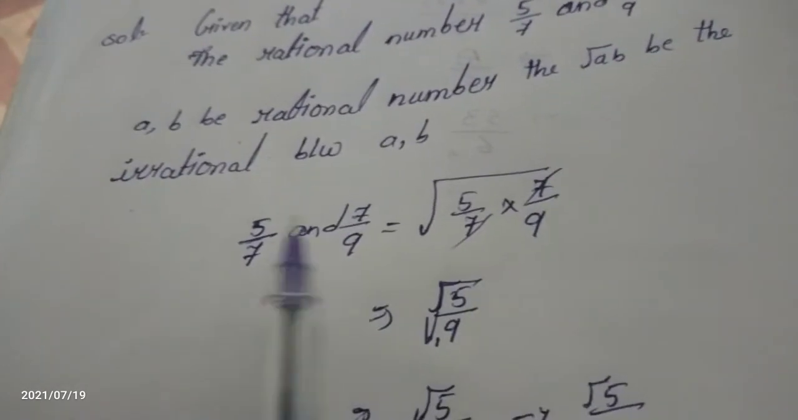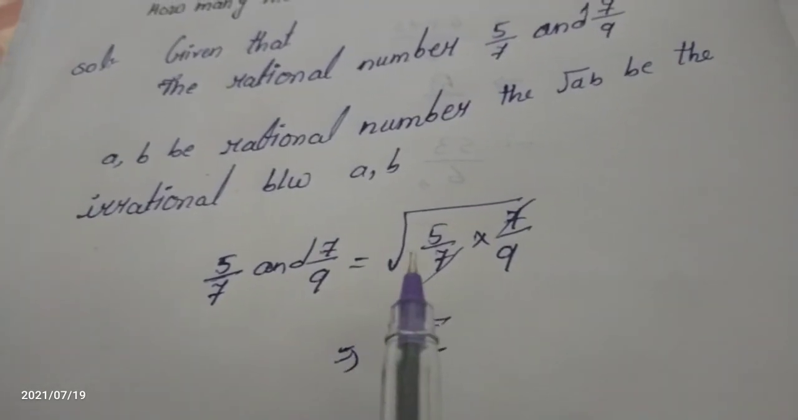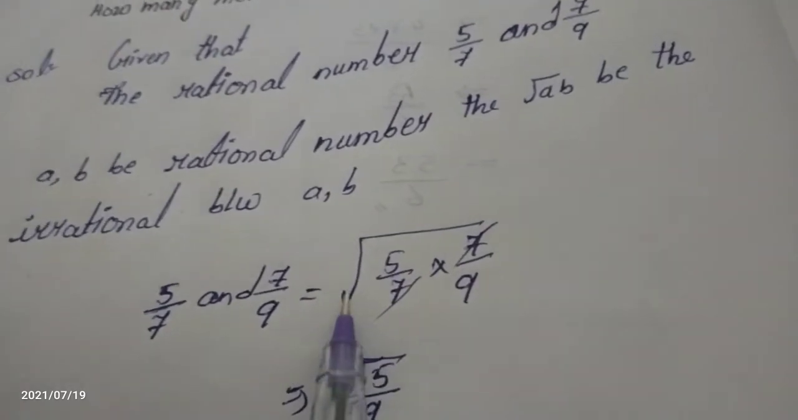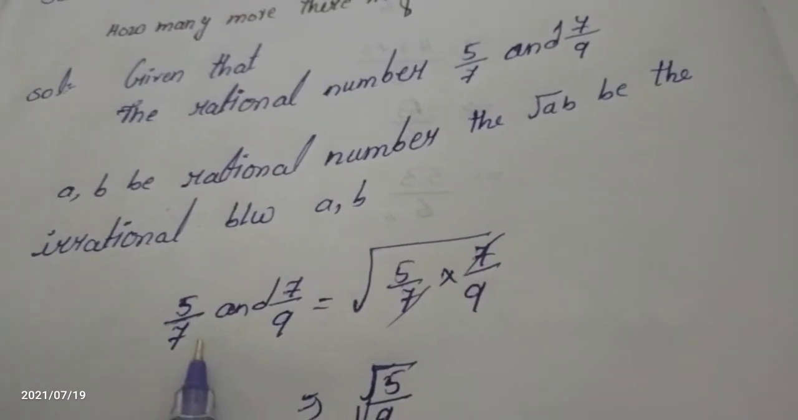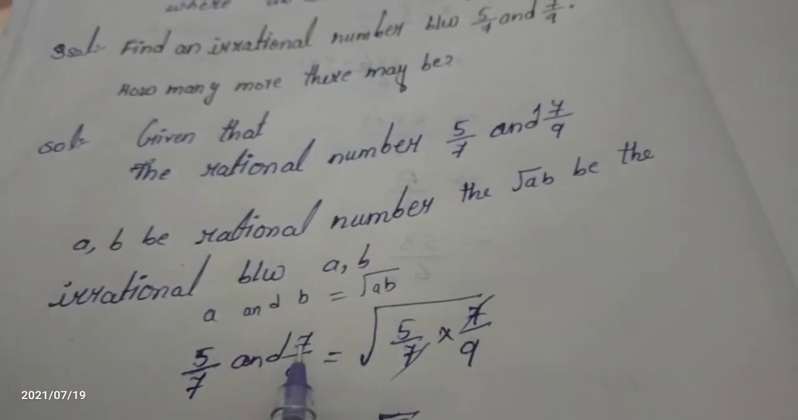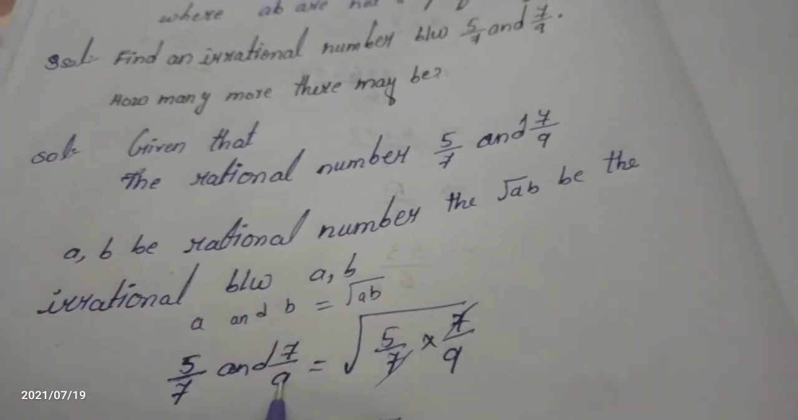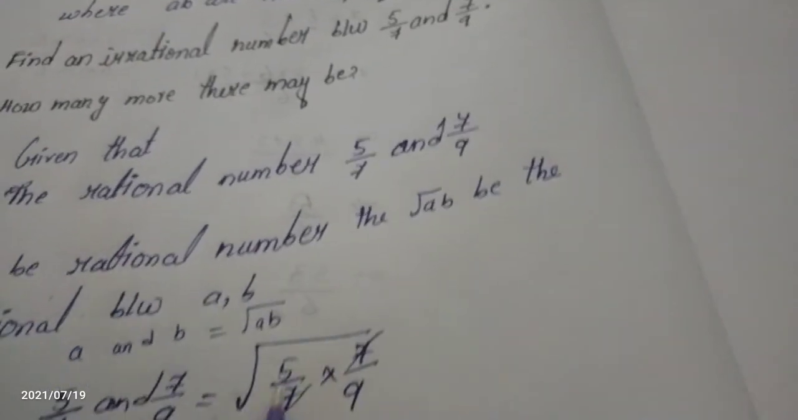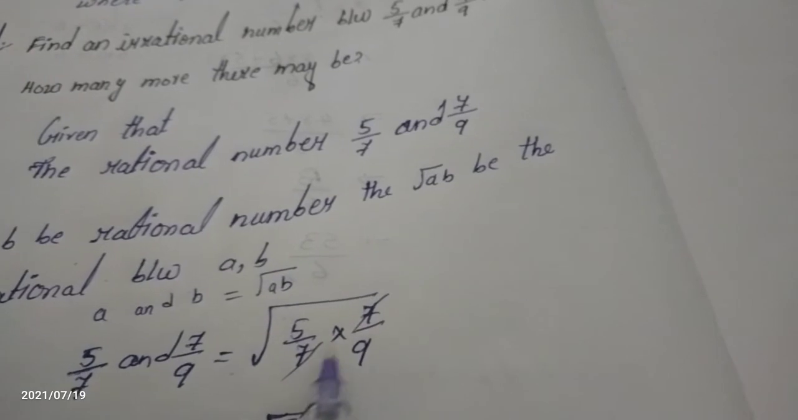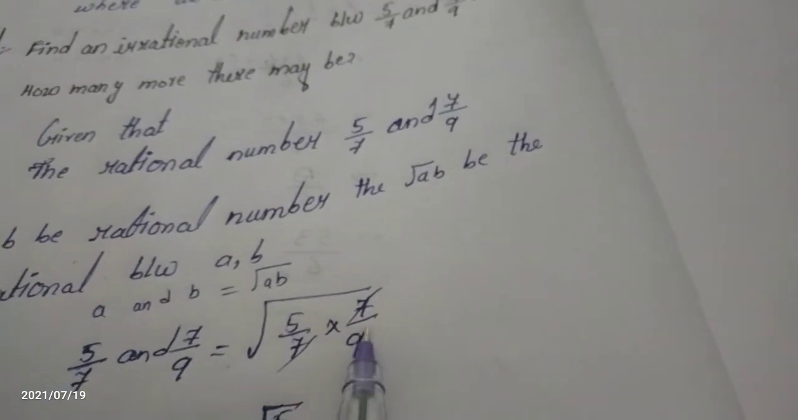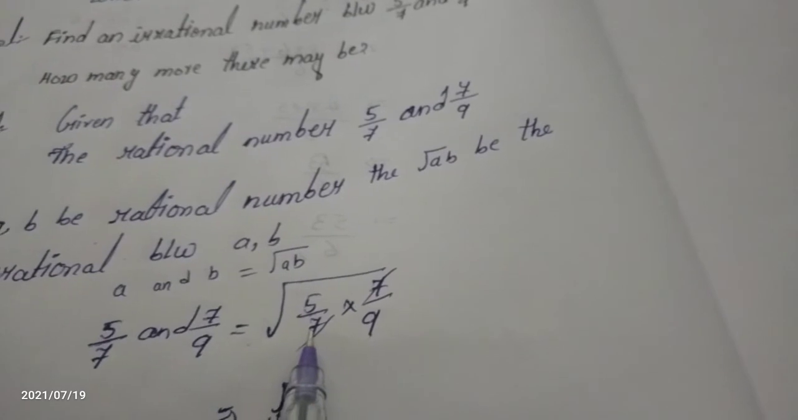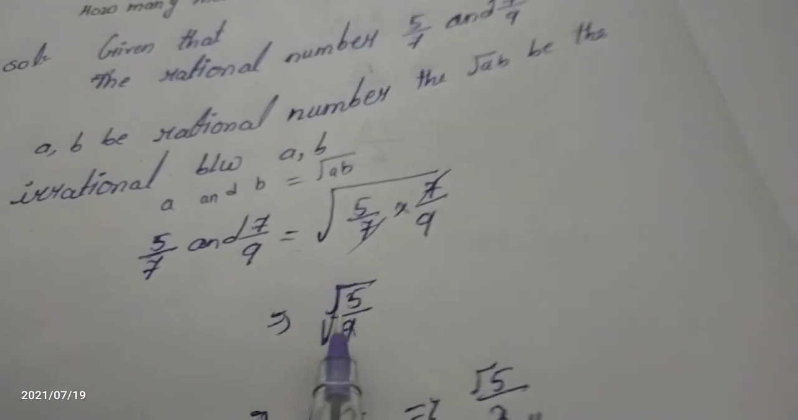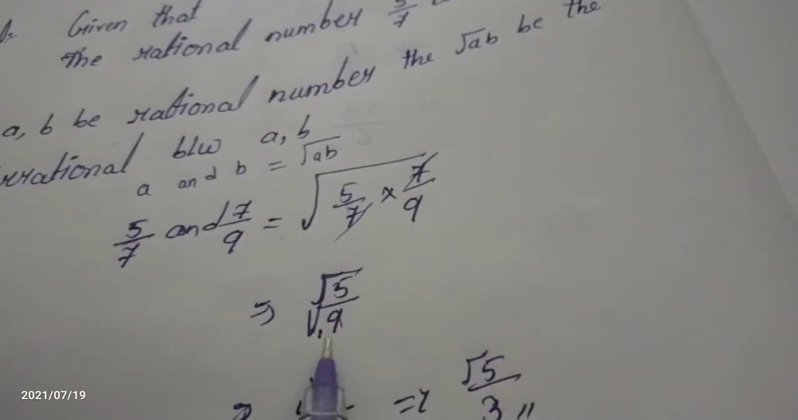What do we have to do? For 5/7 and 7/9, we have to take the under root of these two numbers. Here a is 5/7 and b is 7/9. To find the irrational number, we take the under root of a and b, meaning the under root of 5/7 into 7/9. Okay, after that, 7 is cancelled. What do we get? 5/9.